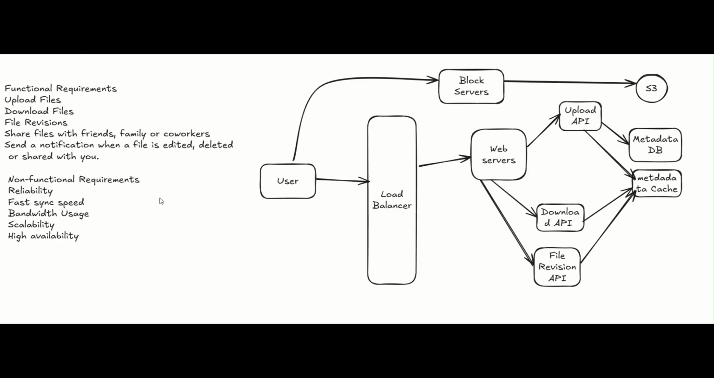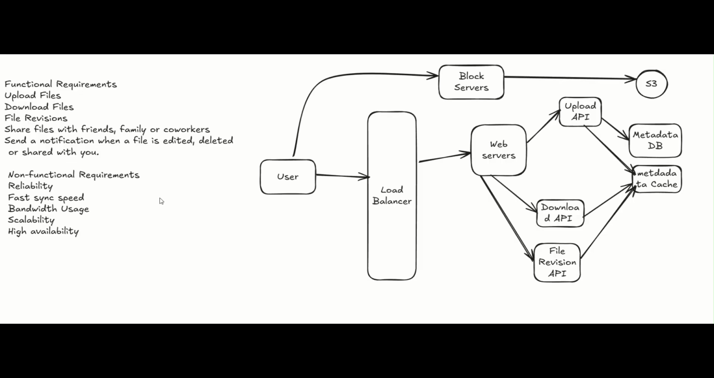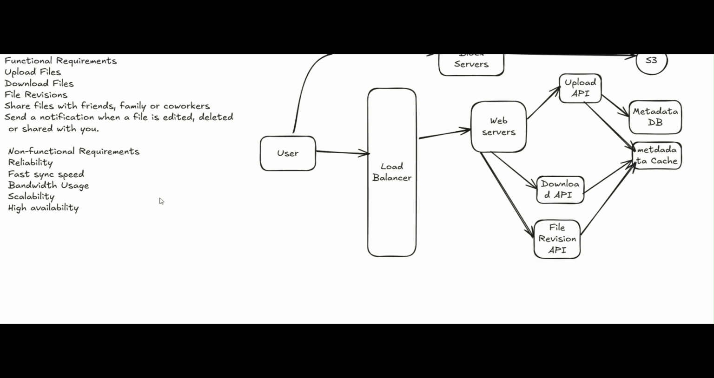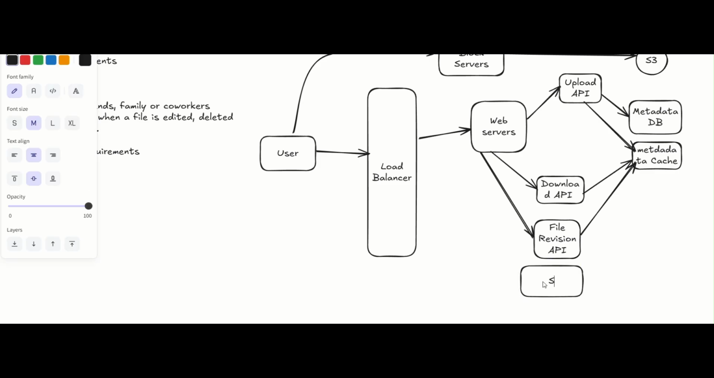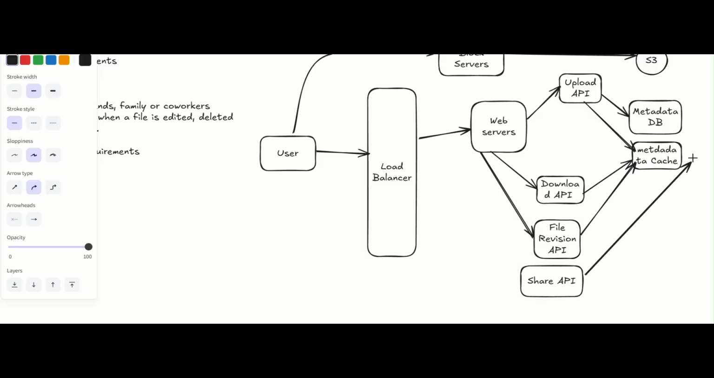Now, next one is sharing files with friends, family, or coworkers. For sharing files, when users enter a request to share a file with their friends or family, we will call the share API. The share API will send a request to the metadata database, and then it will send a request to the friends to whom we are trying to share.